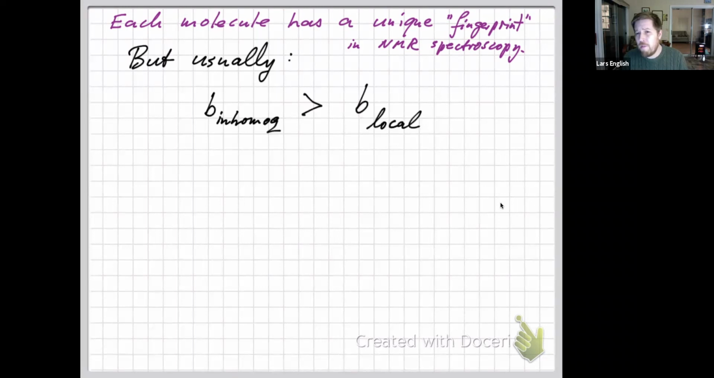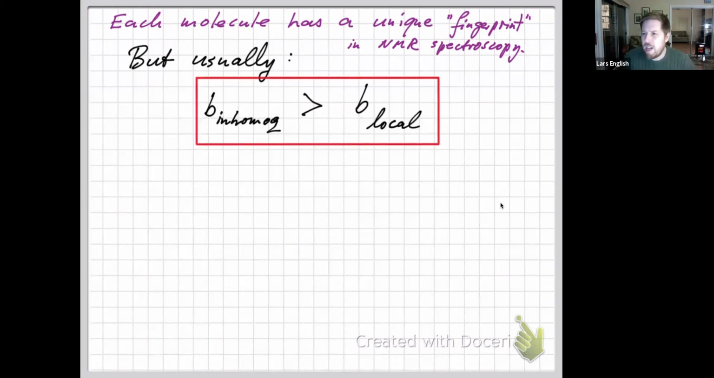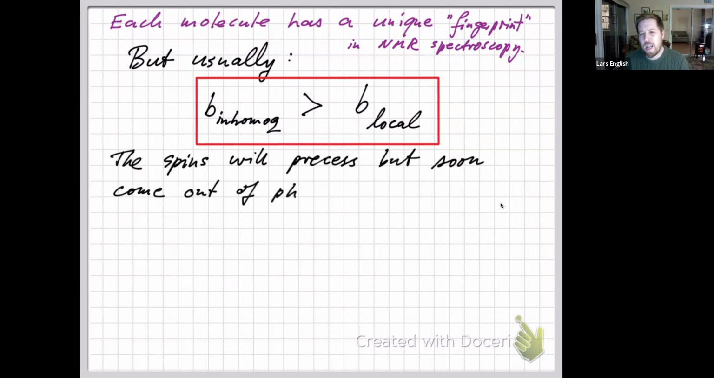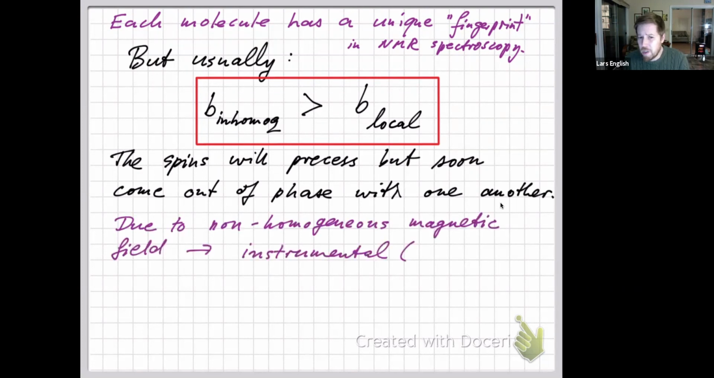The problem that we're facing, though, is that B inhomogeneous is typically the larger perturbation of the two. So it usually dominates the B local. What that means is that the spins will precess, but they soon come out of phase with one another, due to the non-homogeneity of the magnetic field. So it's an instrumental issue, and that's not as interesting, is it? The B inhomogeneity, as I call it, dominates over the more interesting chemical shift.